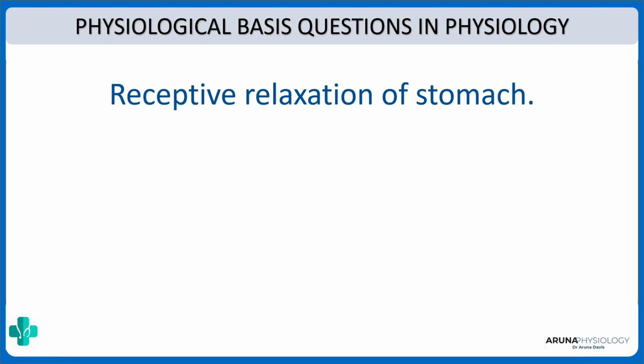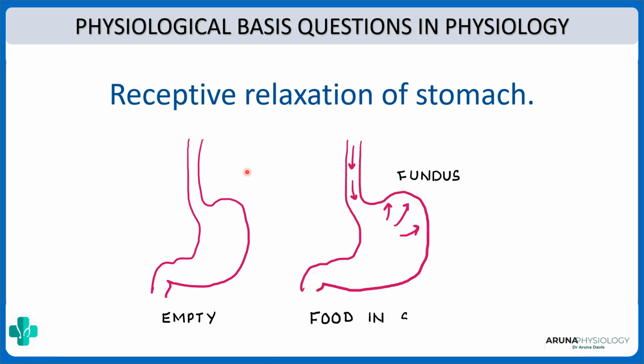Next is the physiological basis of receptive relaxation. So what is receptive relaxation? Normally, when there is no food inside the stomach, when the stomach is empty, the stomach is collapsed like this. But once we start having food, there is a relaxation of the stomach, especially the fundus and the body part, so as to accommodate the food that is entering the stomach. That is what is meant by receptive relaxation.